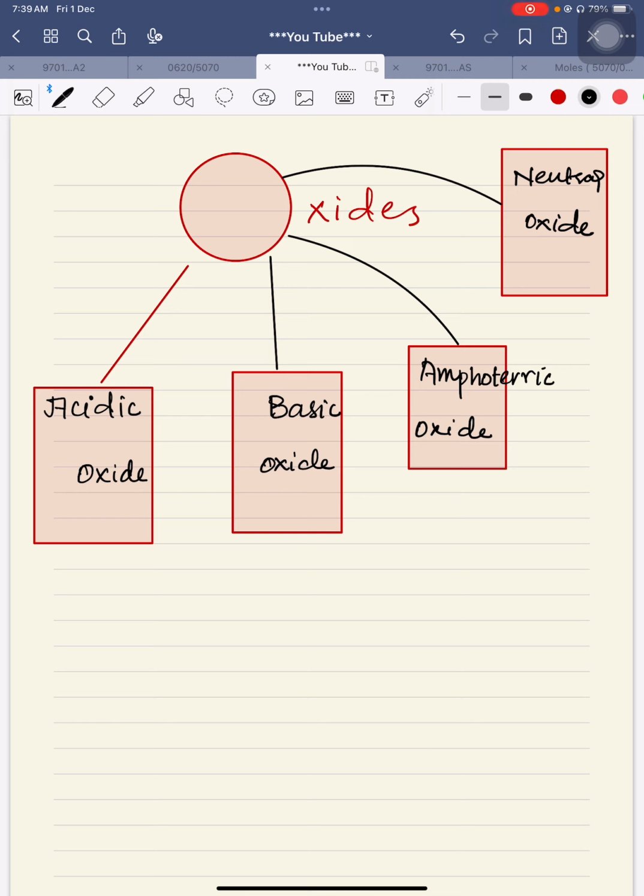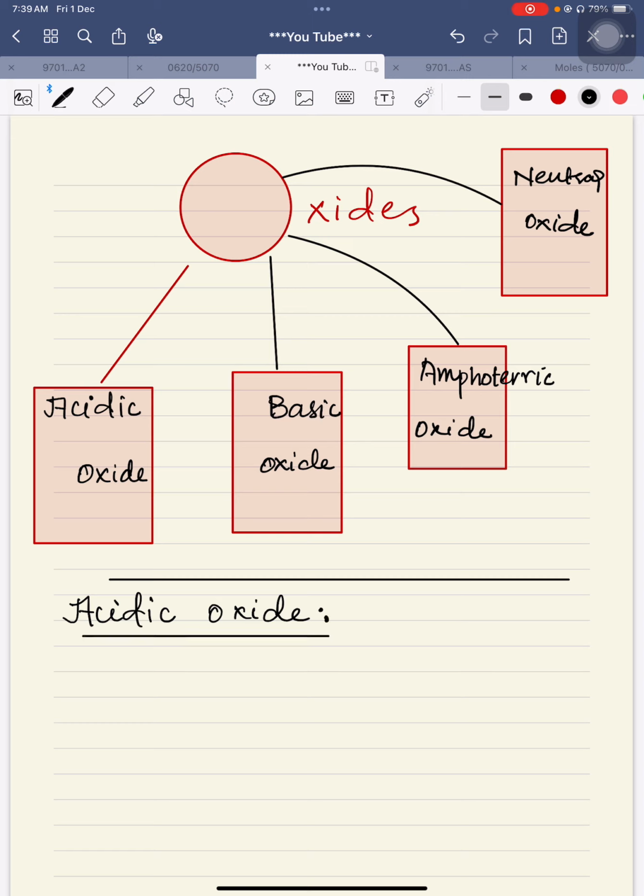Okay. So right now we are moving towards the term that is called acidic oxide. Acidic oxides are basically oxides of non-metals with oxygen. They are called acidic oxides. For example, we may consider oxides of carbon. One of the oxides of carbon is carbon dioxide. Carbon dioxide is considered an acidic oxide.